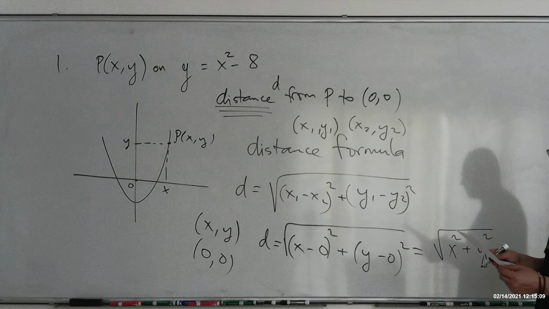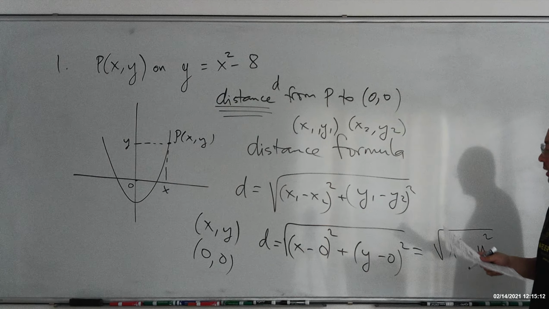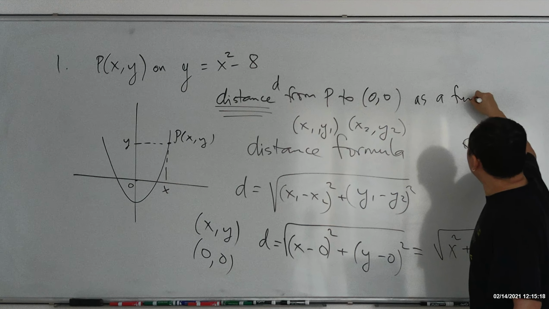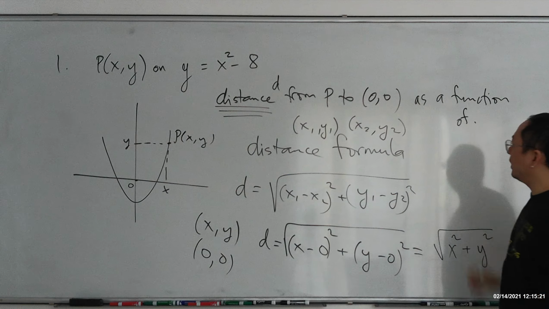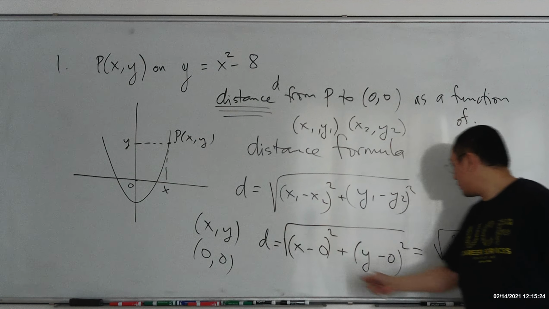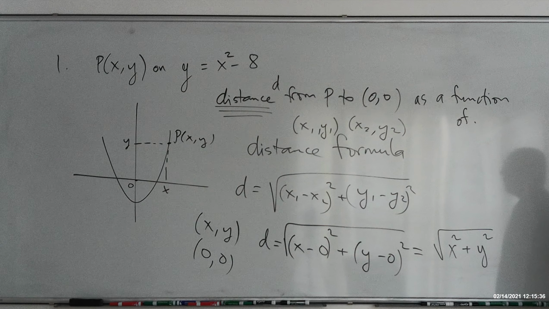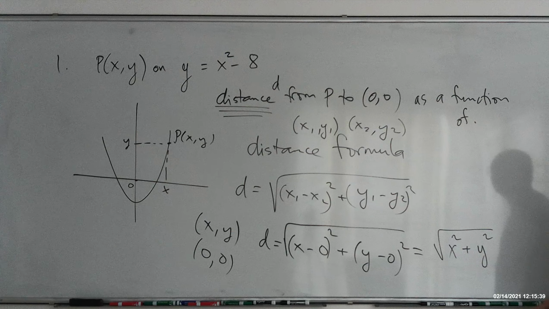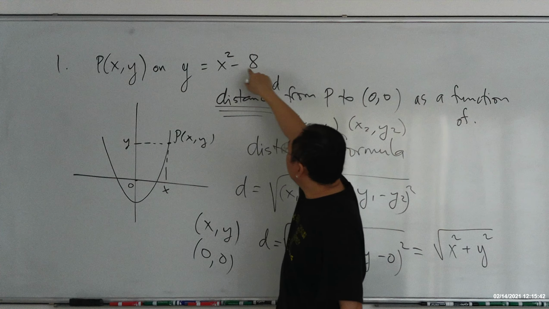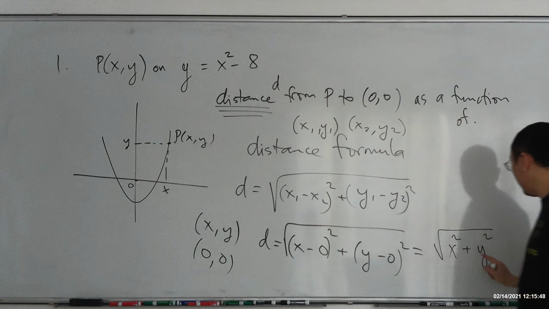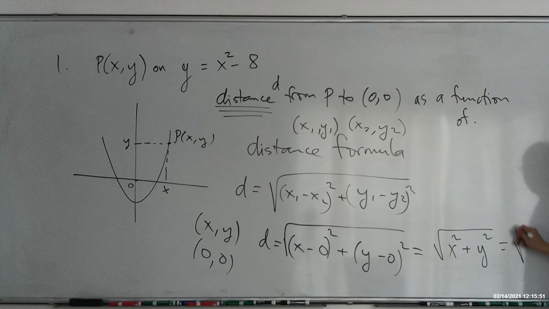Now let's read more. Express the distance d from P to the origin as a function of x. What do we mean by this? They want to see d expressed in terms of x. In other words, they don't want to see any letter y, any letter other than x in the formula. That means we have to convert y back to x. Do we have any way to substitute y in terms of x? We have the equation right here: y equals x squared minus 8. The point P is on the parabola, so y is equal to x squared minus 8. We can replace y by x squared minus 8.